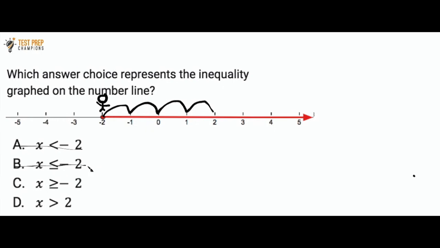Now, D tells us x is greater than 2. And this is also not the right answer because the arrow doesn't start here at 2, or it says x is greater than positive 2. The arrow doesn't start here at 2 and keep going. It starts back here at negative 2.